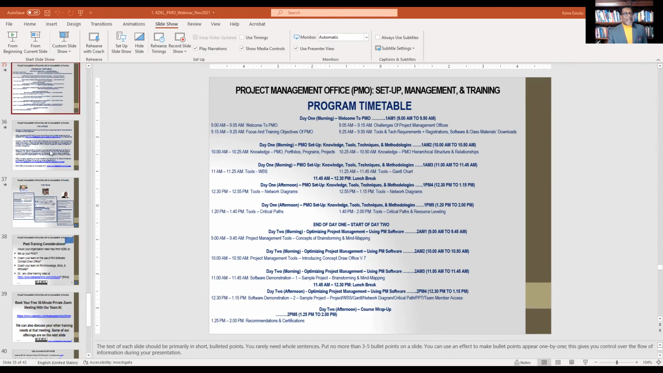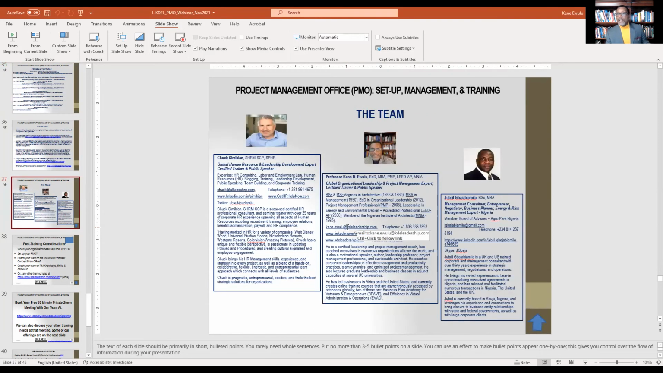All right, so having said that, I'm sharing also the team, the project management team for KD Leadership. Of course, I'm here in the middle, and then we have Chuck Simekan and we have Jibril Bazabi Amila. These are all the team members who are part of what we do together to set up a PMO office and to be able to help organizations move faster, quicker, better, and have better client satisfaction and more profits.